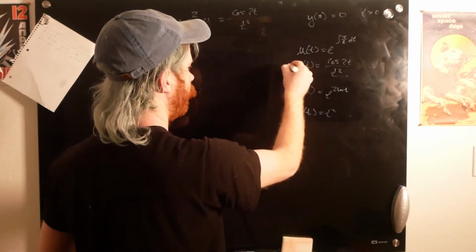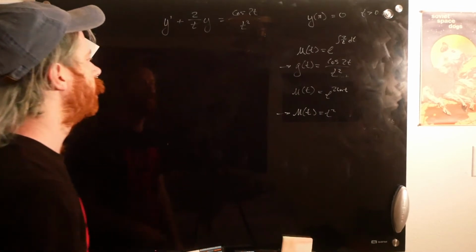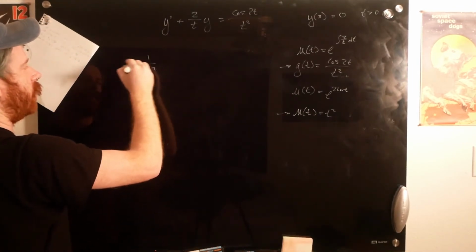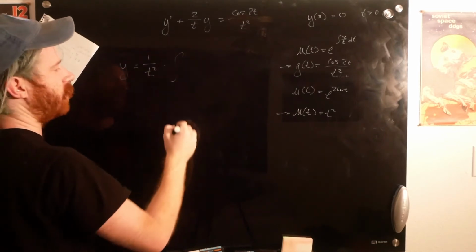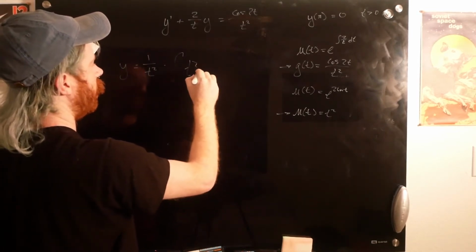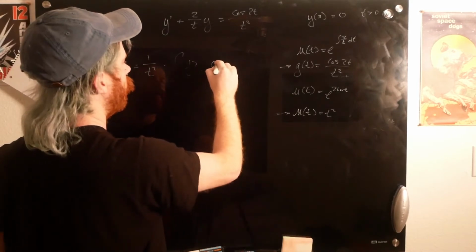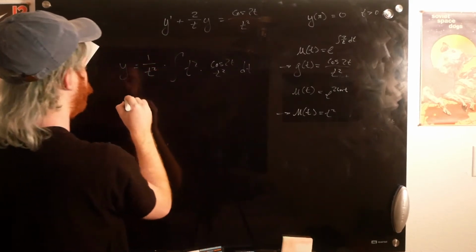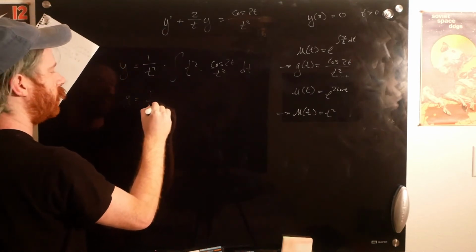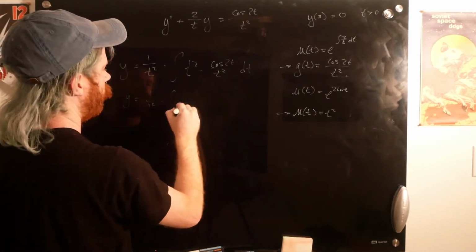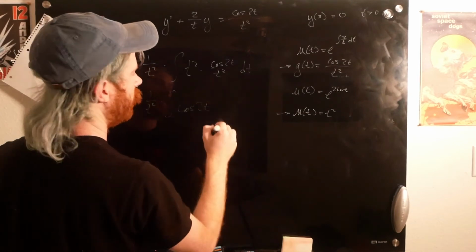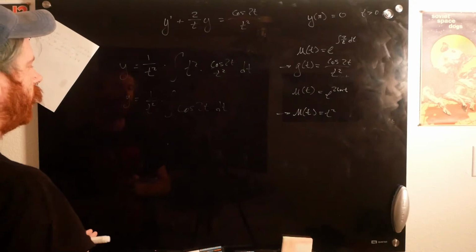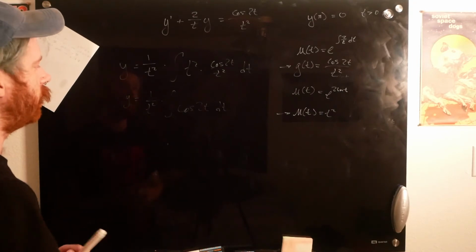So now that we have g of t and mu of t, let's plug them in. So 1 over t squared times the integral of t squared times cosine of 2t over t squared dt. So that works out pretty nice, right? Because they cancel out. 1 over t squared times the integral of cosine of 2t dt. So cosine of 2t, how are we going to integrate that? It's just the same, you just do a u sub, right?